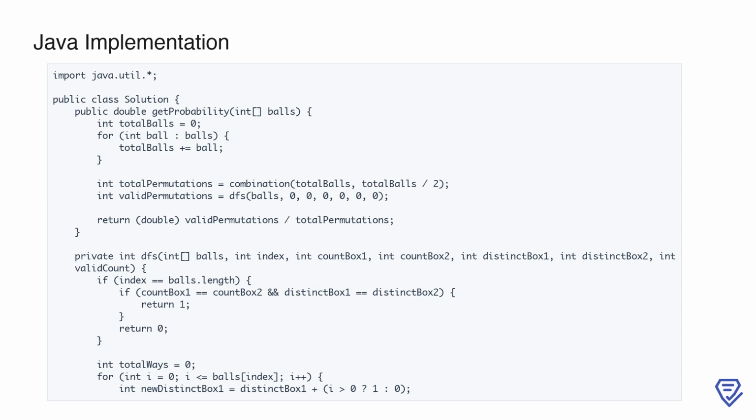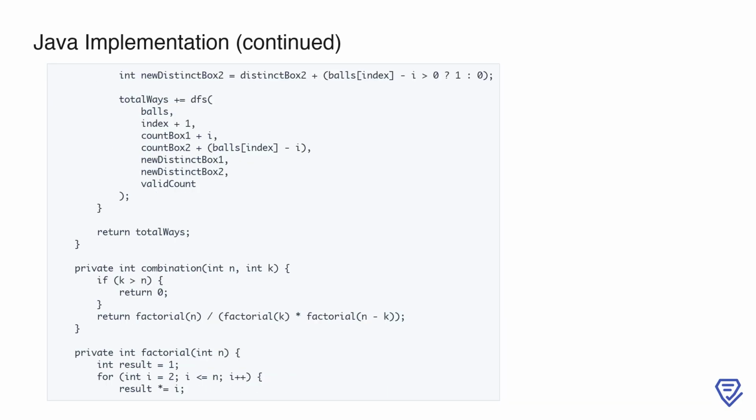balls. Next, we use a depth-first search approach, implemented in the DFS method, to determine how many of these permutations result in the two boxes having the same number of distinct colors and balls. Finally, we return the probability by dividing the valid permutations by the total permutations, casting the result to a double for precision. The DFS method explores all possible distributions of the balls between two boxes, starting from the first color and moving through the array.